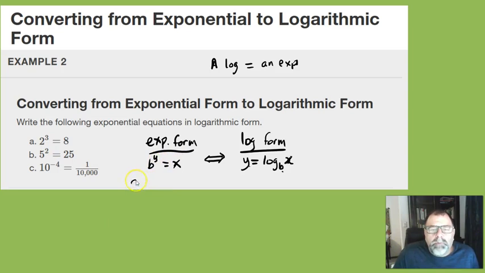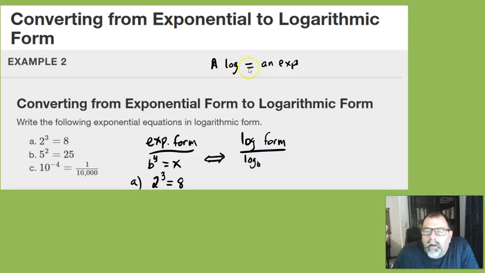Okay, so the first one. 2 to the third equals 8. So we're going to say, all right, let me switch that around. I like to start with the base. I always start with the base. Just kind of get that in your head there. So log base b, so the base is b.